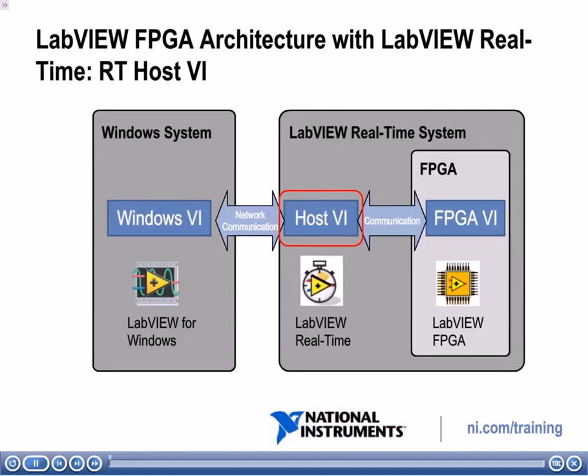In the previous section, we transferred latest data between the host and FPGA using programmatic front panel communication. By the end of this module, you will be able to develop a host VI on the RT target that communicates with the FPGA VI.